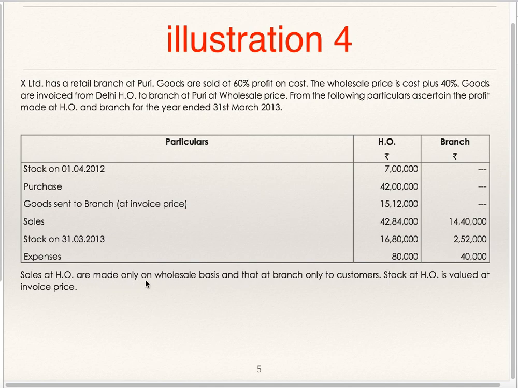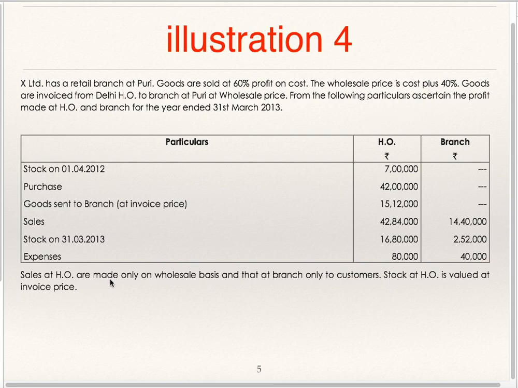Sales at head office are made only on a wholesale basis. That is, head office is sending goods to the branch at wholesale price, and the branch sells goods to customers at retail price. Stock at head office is valued at invoice price. Invoice price is the same as wholesale price.